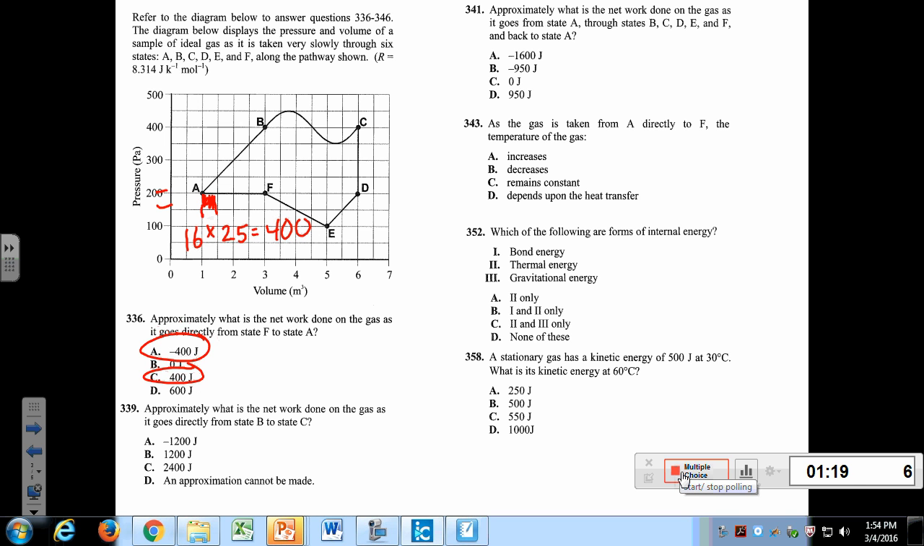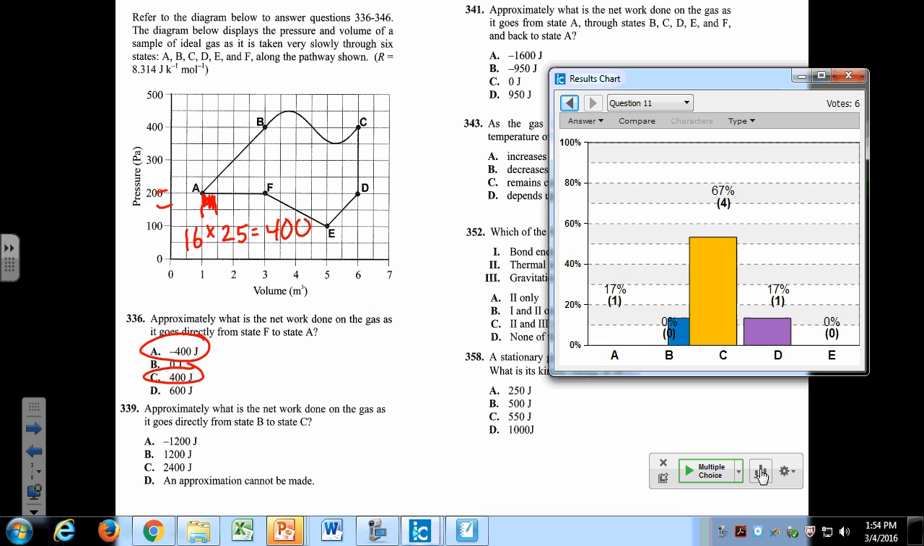All right, I'm going to stop. Okay, it's not C. It's going to be A.